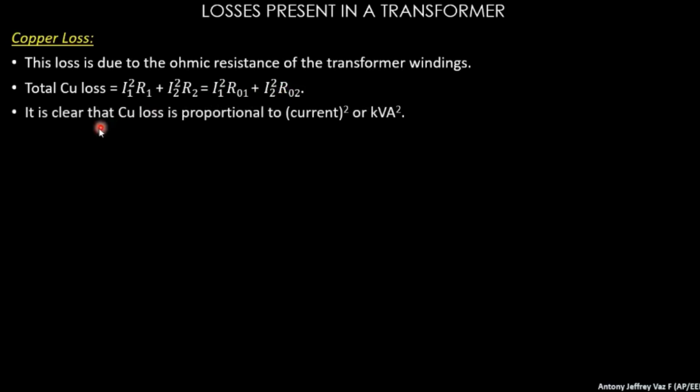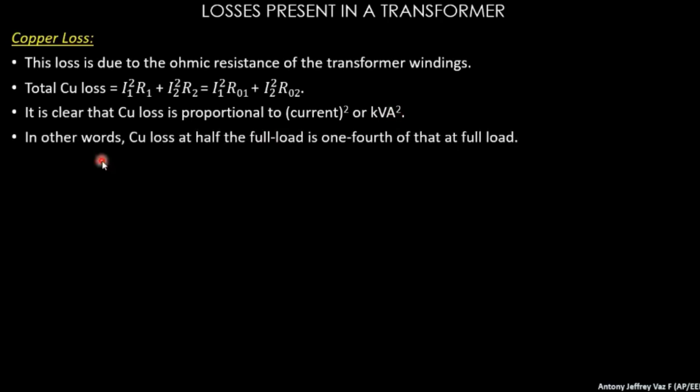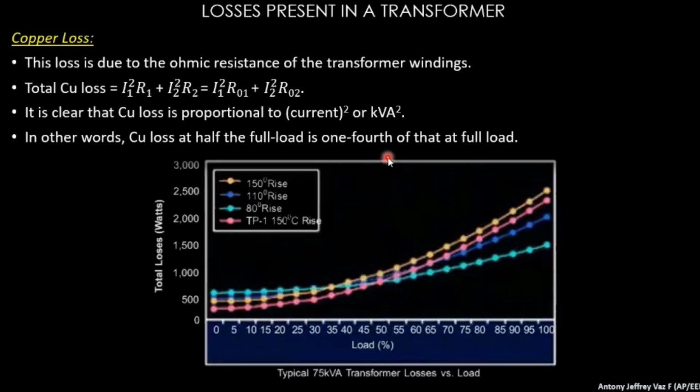It is clear that copper loss is proportional to current square or kVA square. You can see here I1 square, so the copper loss is proportional to current square, and it is also proportional to kVA, the total volt ampere, whole square. In other words, copper loss at half the full load is 1/4 of that at full load.